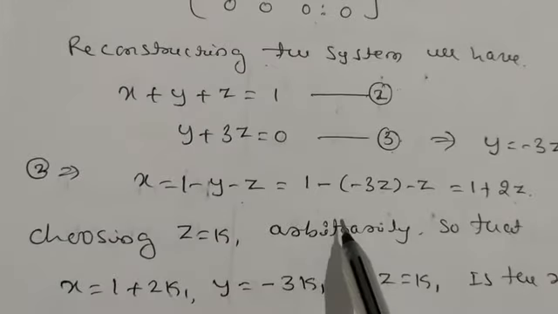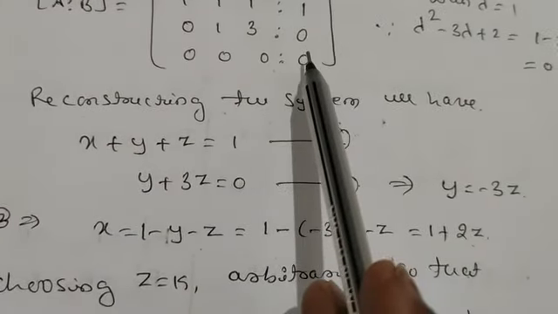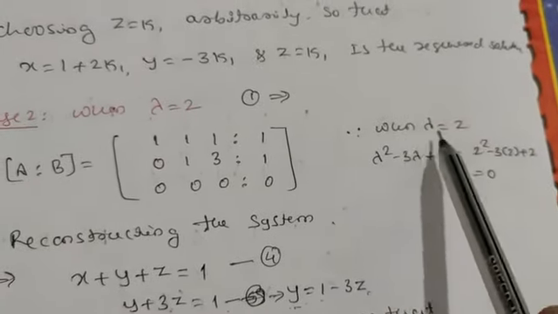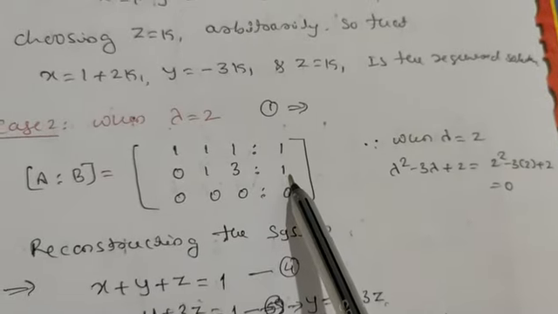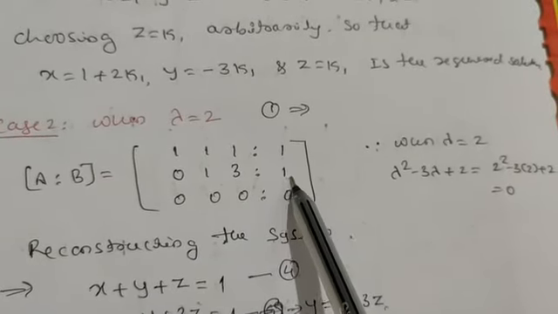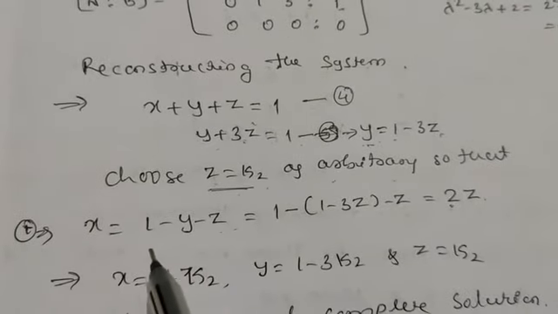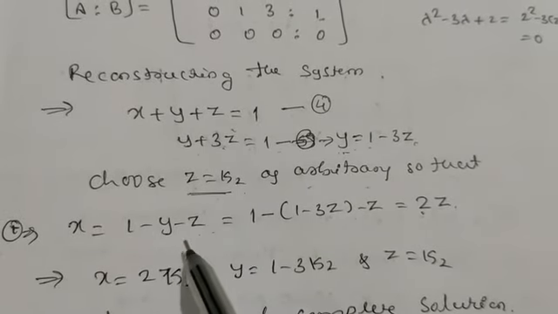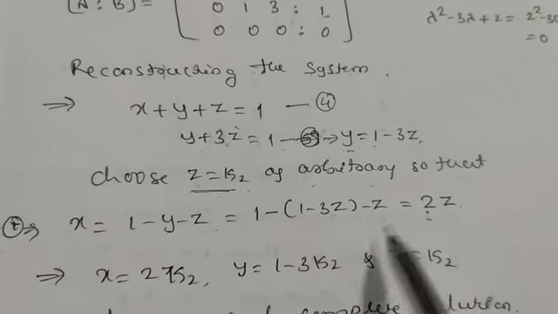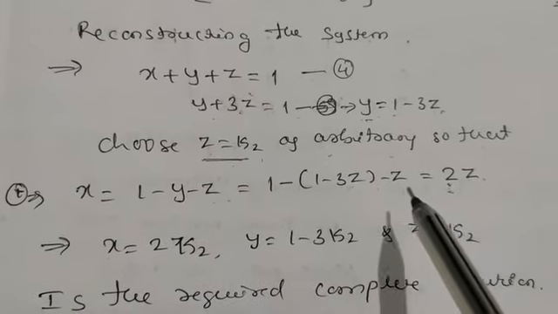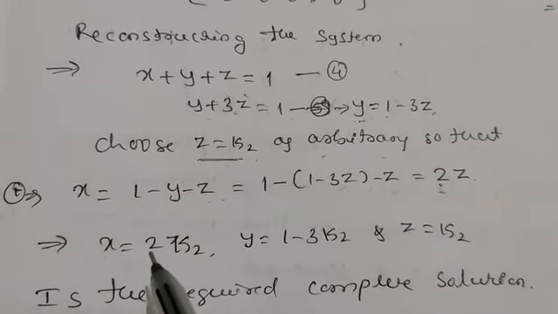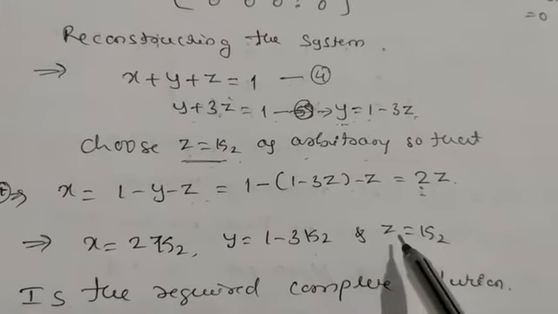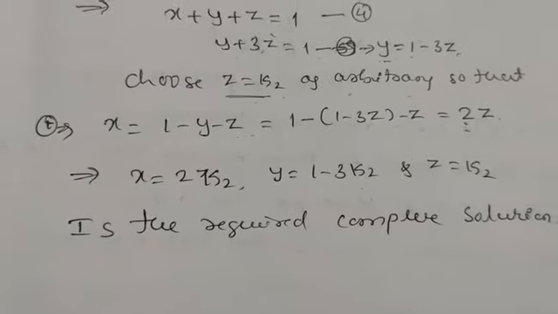In the previous example the RHS was 0, no? Here the RHS term you will get as 1, because this is lambda minus 1, and when you put lambda equals 2, lambda minus 1 equals 1. From this equation, x equals 1 minus y minus z, and simplifying you get 2z, and you choose z equals k2. So this implies x equals 2k2, y equals 1 minus 3k2 and z equals k2 is the required complete solution.